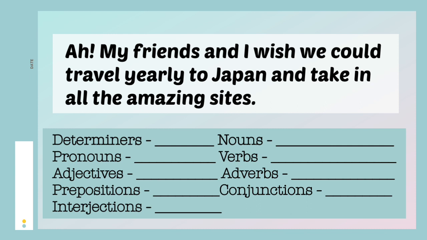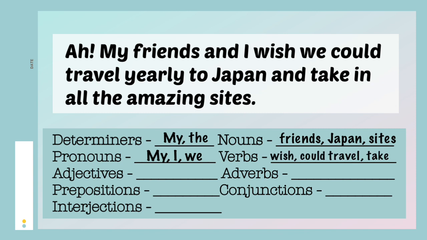Okay, time's up. Let's check your answers. We have two determiners. They are my and the. For nouns, we have three: friends, Japan, and sites. We also have three pronouns: my, I, and we. For verbs, we have wish, could travel, and take. We have one adjective, which is amazing, which modifies or describes the noun sites. For adverb, we have yearly, which is an adverb of frequency.